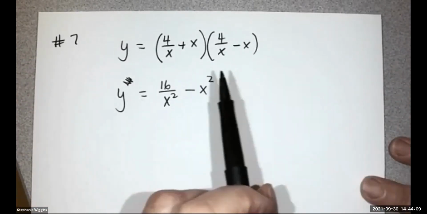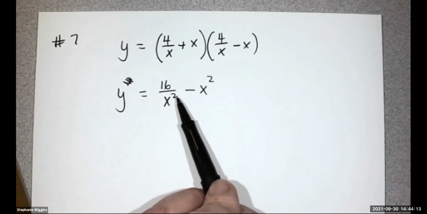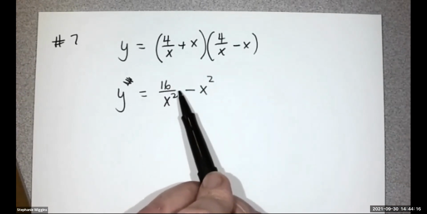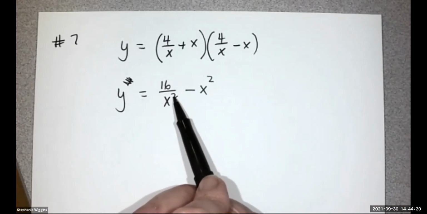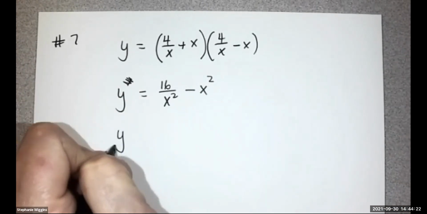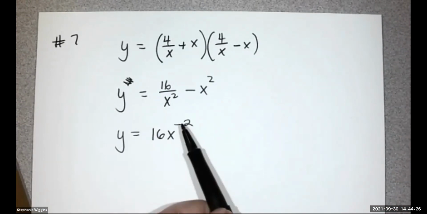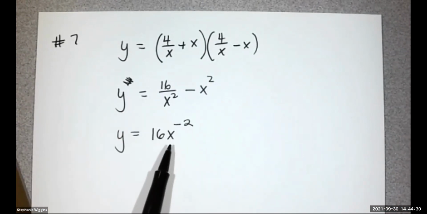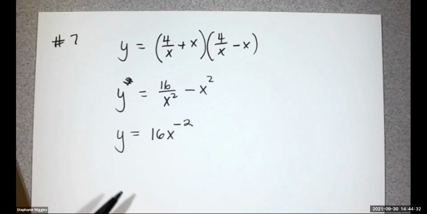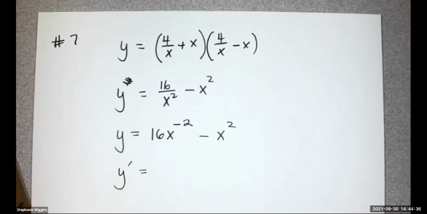Here's the thing. When you have an x squared in the denominator like that, you can't use the power rule in this form. You need to change that. When you have a denominator with a power like this, it is just y equals 16x to the negative 2. This negative means your x squared is in the denominator. So I write it like that so I can use the power rule. And so now I'm going to go ahead and take the derivative.